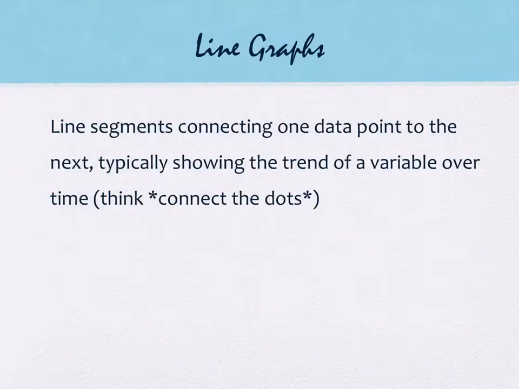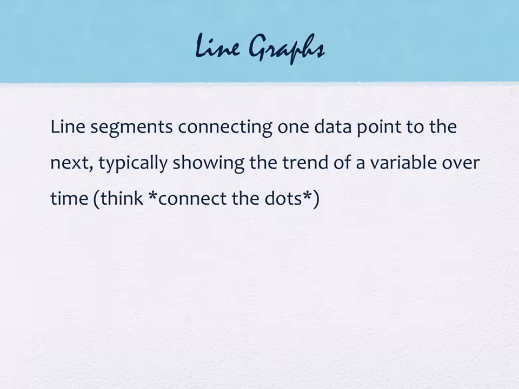The first one is called a line graph, not to be confused with a line plot. I know, we had dot line plots, but this is a line graph. These are line segments connecting one point of data to the next, typically showing the trend of a variable over time. I want you to think, connect the dots. A line graph is not a line. It's a compilation, really, of a set of line segments.